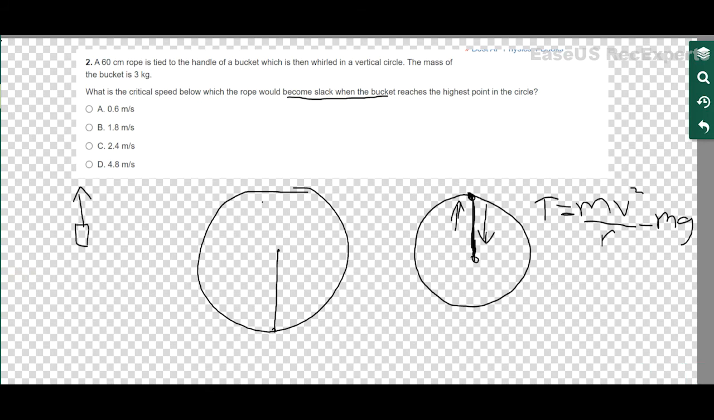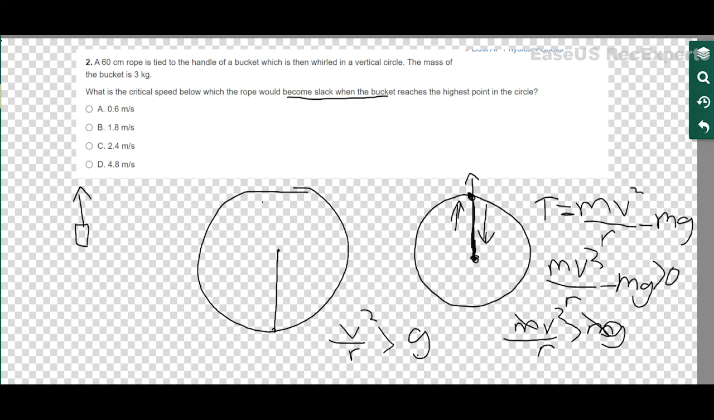So in this case, your string's base, I guess you could call it, is over here. And in order to increase the tension, you want more upward force, but in this case, gravity is acting downward, so you want to subtract mg. So we want mv squared over r minus mg to be greater than 0. So we want mv squared over r to be greater than mg if we move mg to the other side. Now we can cancel out the m's, and we get v squared over r must be greater than g.